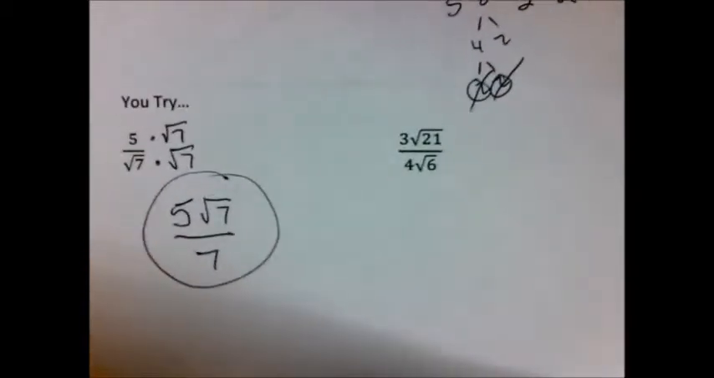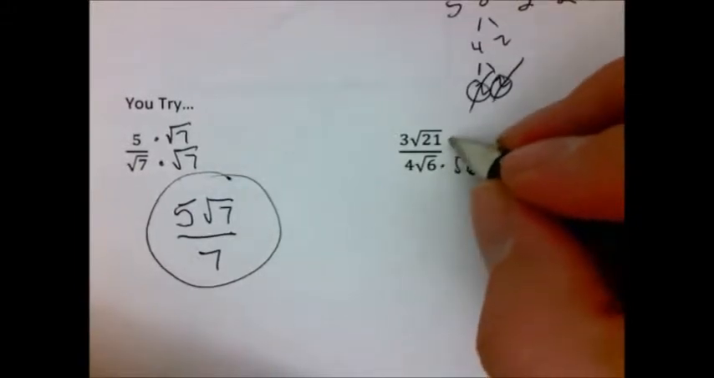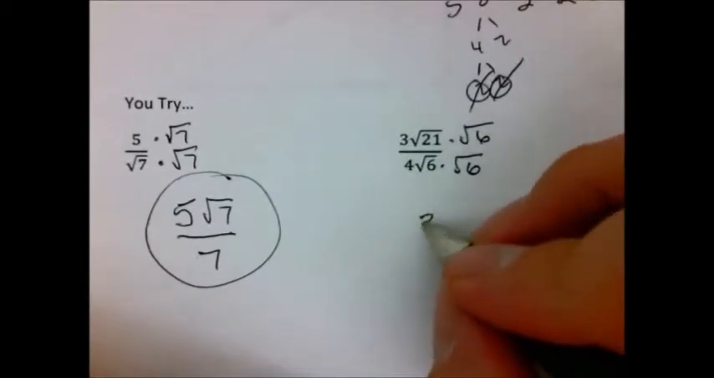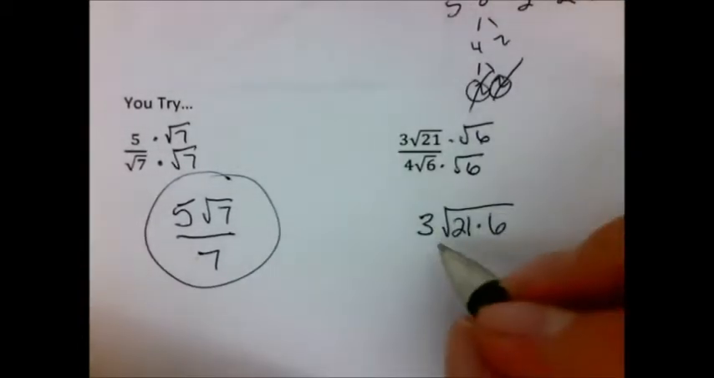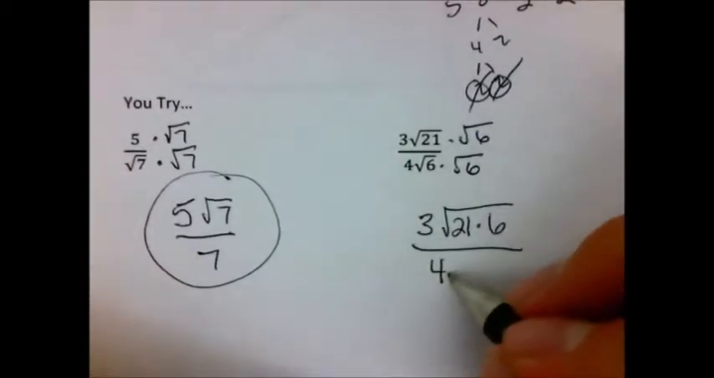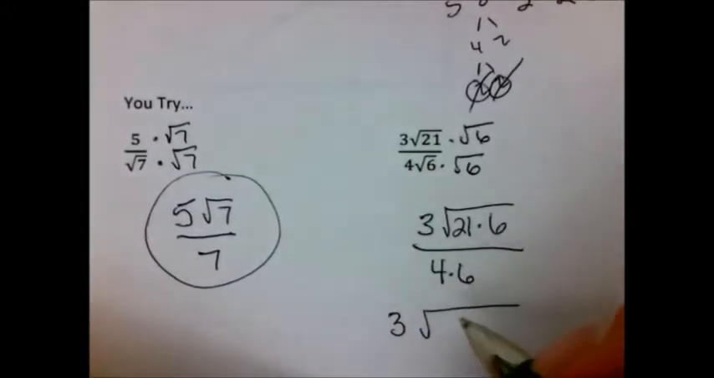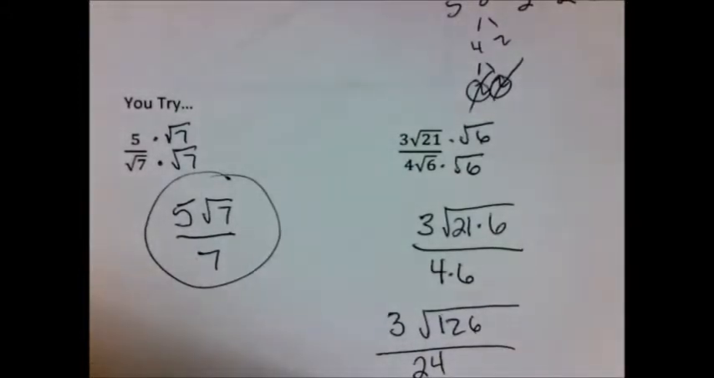Next one. We get rid of the square root of 6, so we multiply the bottom and top by square root of 6. So this becomes 3 square root of 21 times 6 all over 4 times 6, which becomes 3 square root of 126 all over 24. Now we have to reduce the 126.